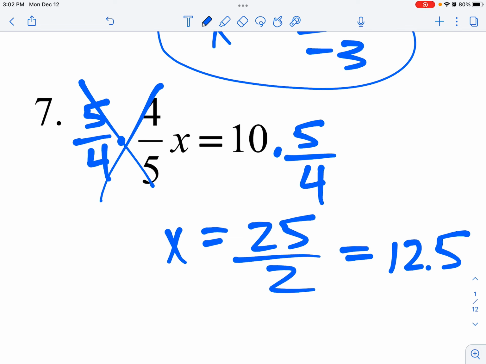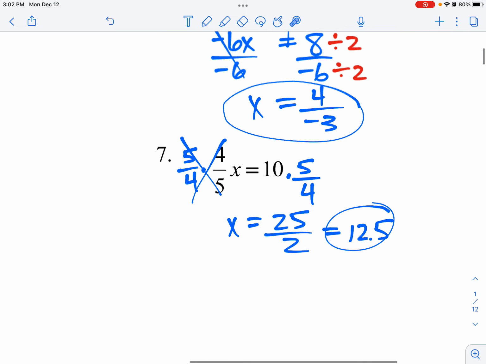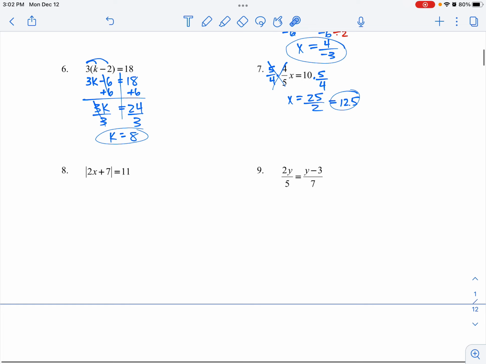That, my friends, is our final answer. Either of those is correct. It is multiple choice, so if you have your answer as a fraction and the answer choices are all decimals, you use your calculator to figure out which one is right. All right, I just have 2 more to do, you guys.